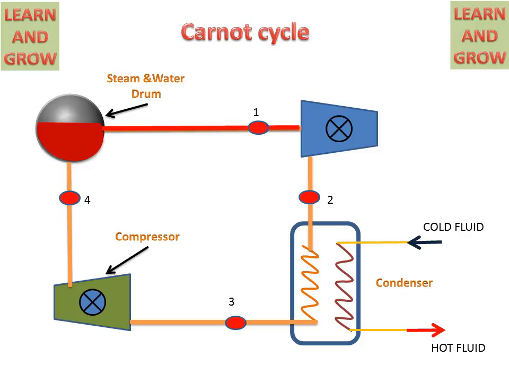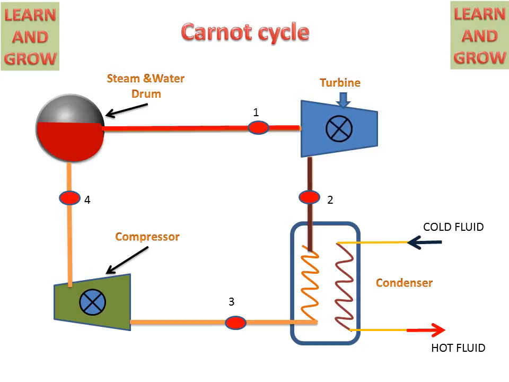Then this vapor or steam will reach the turbine and rotate the turbine. By the rotation of the turbine, in the 1-2 process, dry saturated steam undergoes frictionless adiabatic expansion in the steam engine or turbine, and work is done by the system. Then after doing work in the turbine, this vapor goes to the condenser.